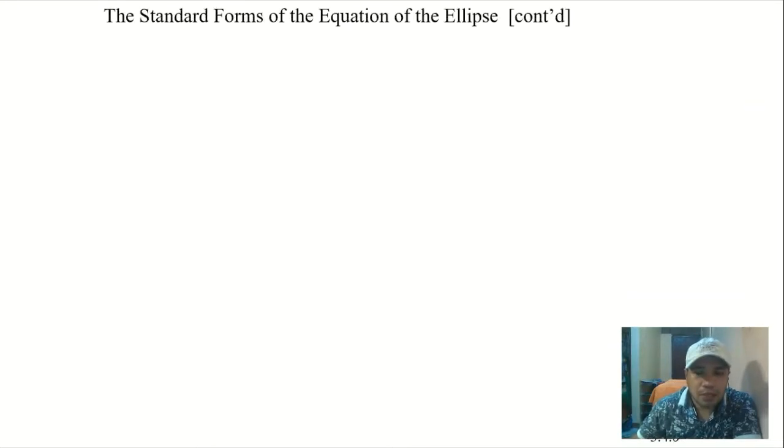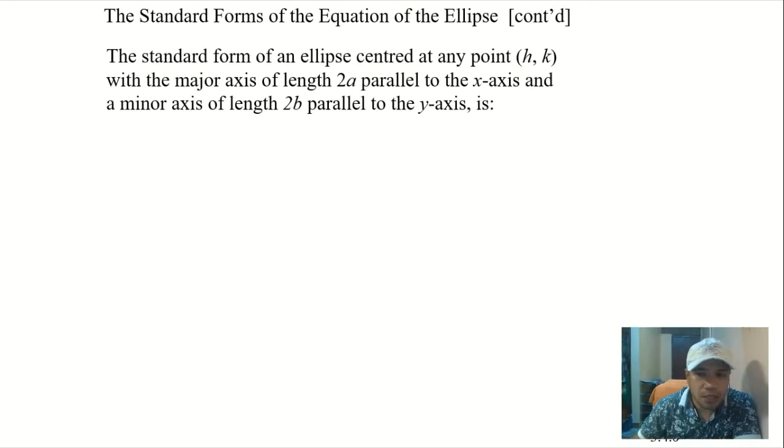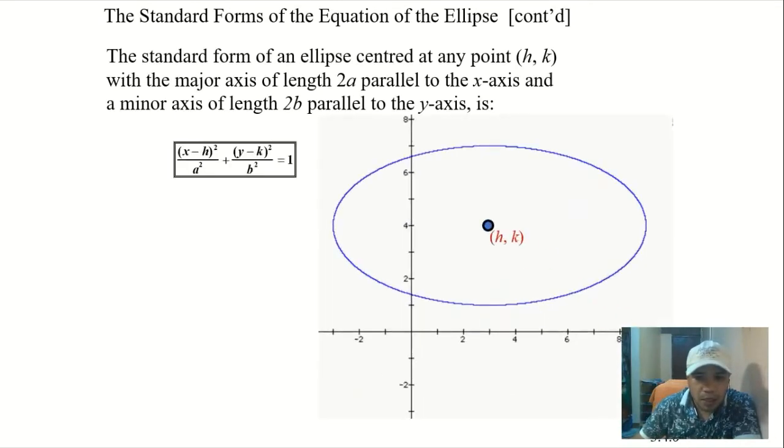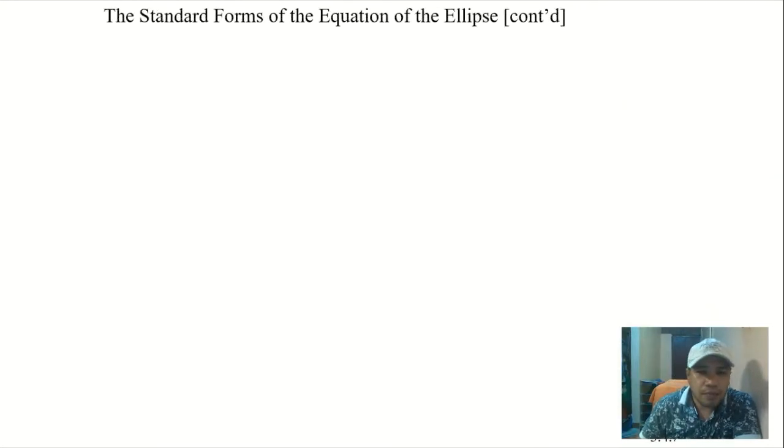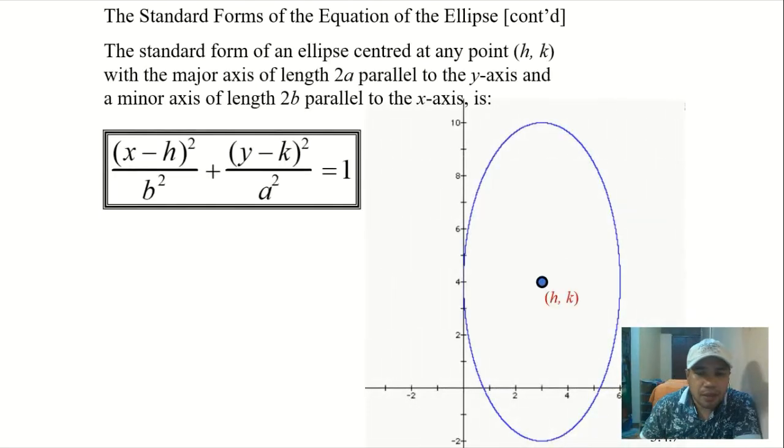So another setup, in the previous examples, ang center is 0, 0 or origin. This time, if the center has a value, for example, h, k, so wala siya sa 0, 0, ganun pa rin yung setup. Once na yung a squared or the bigger number is under x, it is in horizontal orientation. And another, if the bigger number is under y squared, it is in vertical. So ito yung itsura ng standard form ng ellipse.